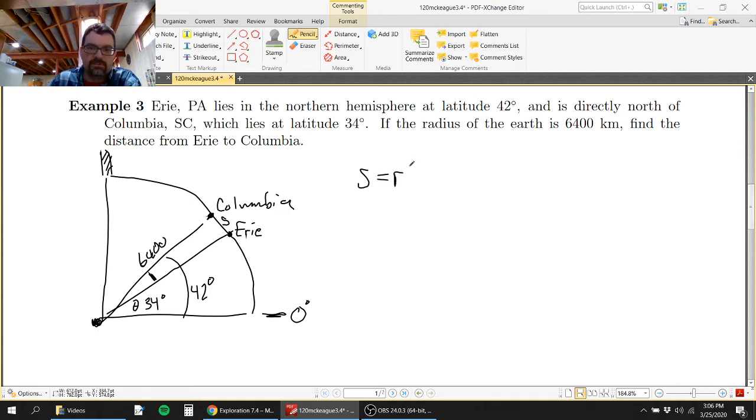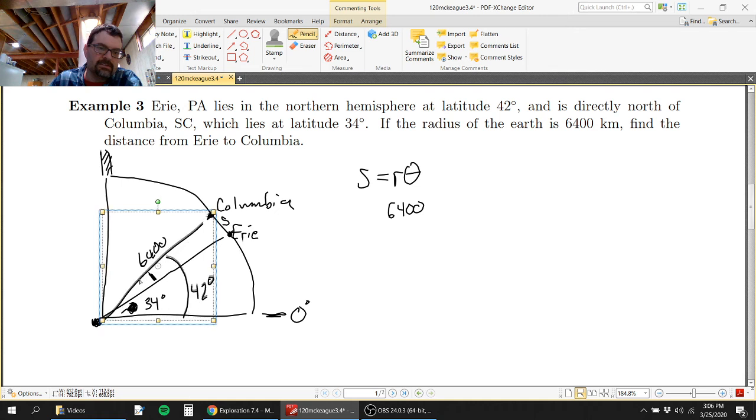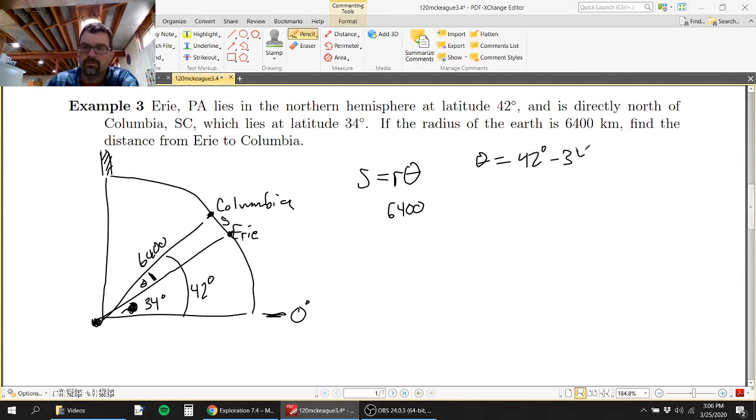So s equals r theta is all we're talking about, where we know r is 6,400. And theta, well, it's not this theta right here. It's not this guy. It's this right there. And theta would be, well, just take the difference. 42 degrees minus 34, so theta is 8 degrees. You gotta multiply that by pi over 180 to convert it to radians, which you can punch it out as a decimal or just keep it exact.